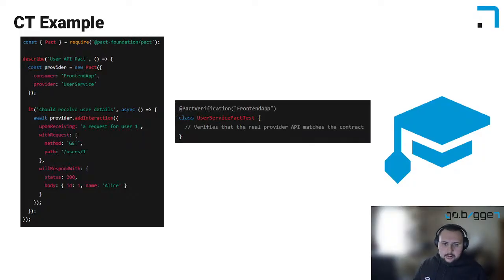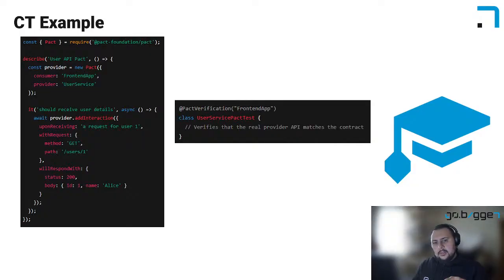I will show you a little snippet for that as well. That snippet on the right is for the Java side of things. In this case, it's a Spring Boot service. I detected some of the code just stating that it verifies that the real provider API matches the contract.